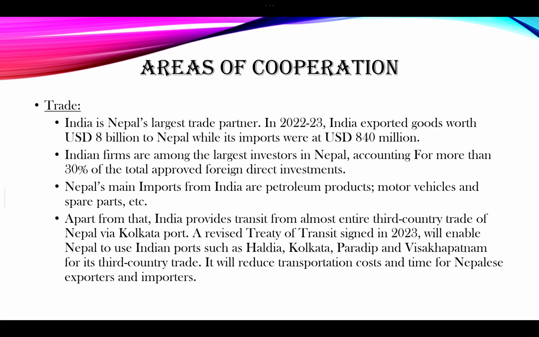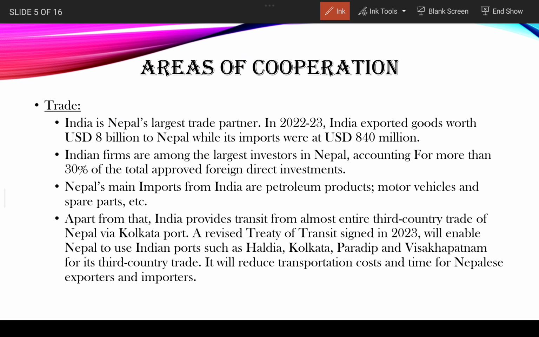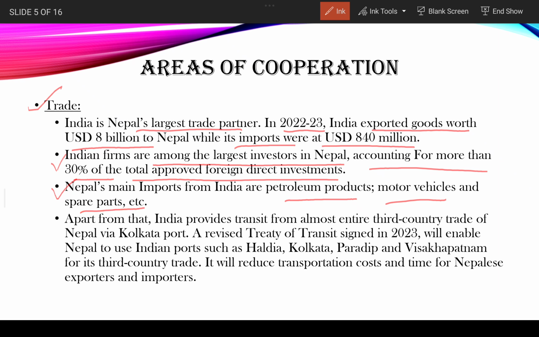Okay, now the next topic we are going to talk about is the areas of cooperation between the two countries. Beginning with economic cooperation, so beginning with trade. India is Nepal's largest trade partner. In 2022-23, India exported goods worth US dollar 8 billion to Nepal, while its imports were at US dollar 840 million. India is enjoying a trade surplus with Nepal. Indian firms are among the largest investors in Nepal, accounting for more than 30% of the total approved foreign direct investment. Nepal's main imports from India are petroleum products, motor vehicles, spare parts, etc.